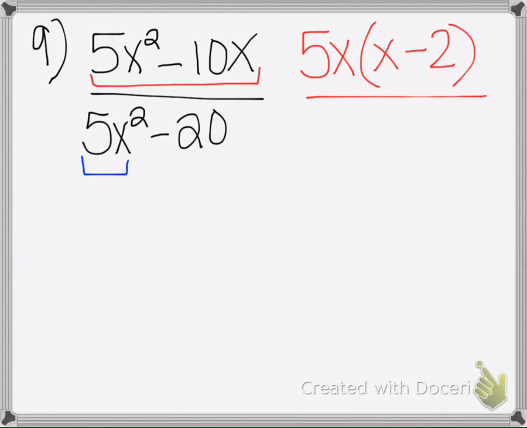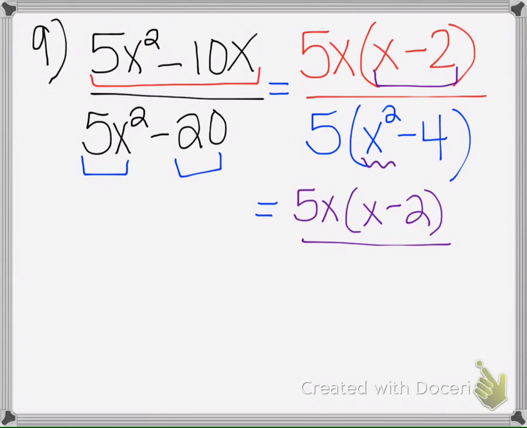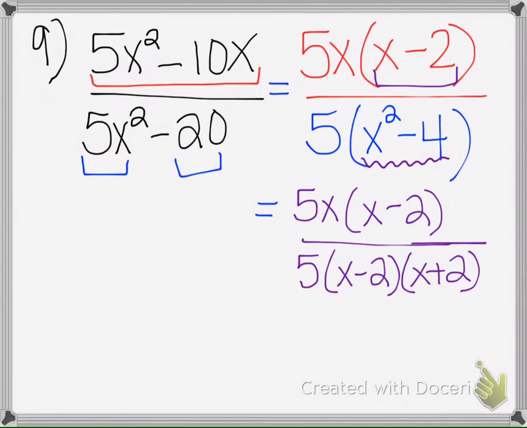Then here, the GCF of 5x squared and 20 is 5. Okay, and then here, nothing can be factored because we just have x minus 2, so it's going to stay the same. But this is a difference of 2 squares, so we could write it as x minus 2 and x plus 2. Alright, now that everything is completely factored, I can simplify an x minus 2 with an x minus 2, and then we can simplify a 5 with a 5.